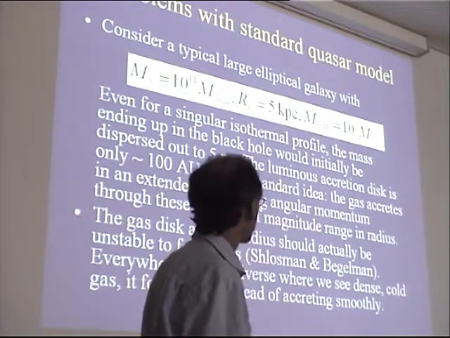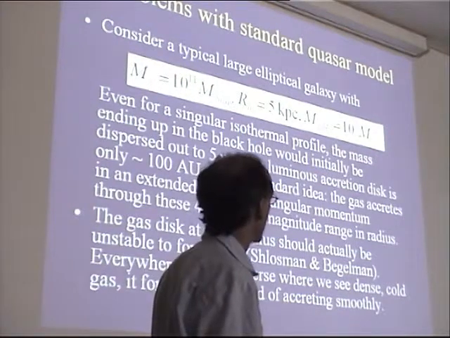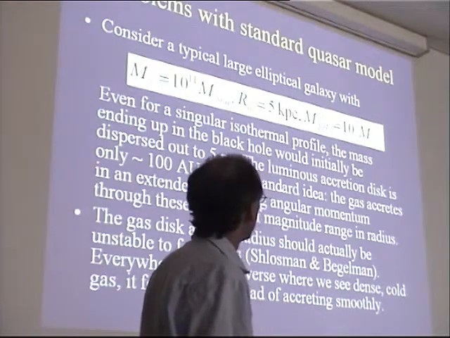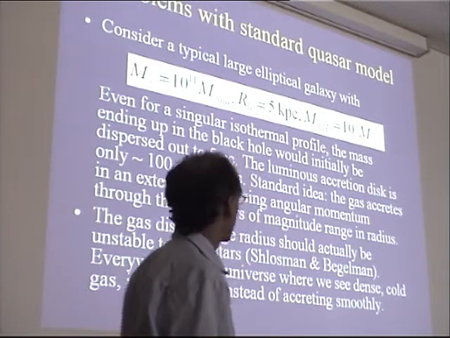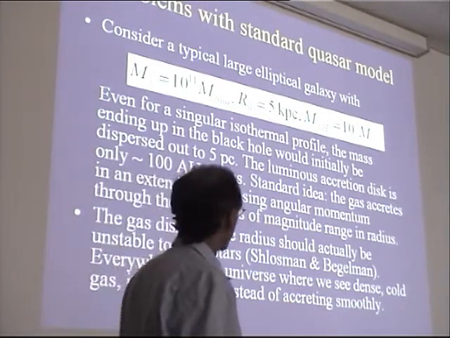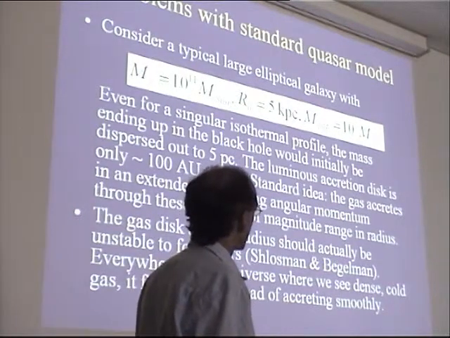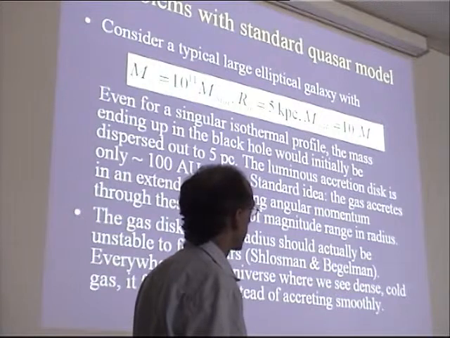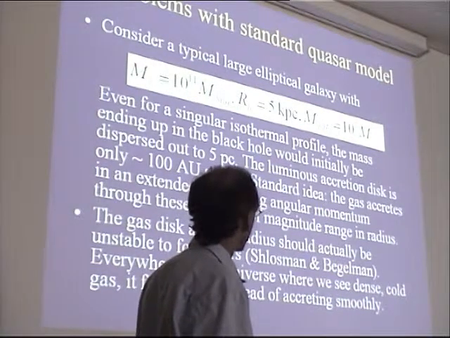Well, even if you had something as steep as a singular isothermal profile with density going as r to the minus 2, then you would have 10 to the 8 solar masses in stars within 5 parsecs. And normally, elliptical galaxies would have a profile that's flatter than this, so you'd have to go further away to find that much material. But the luminous parts of the accretion disk that would produce the light of a quasar around such a black hole would only be about 100 astronomical units across.